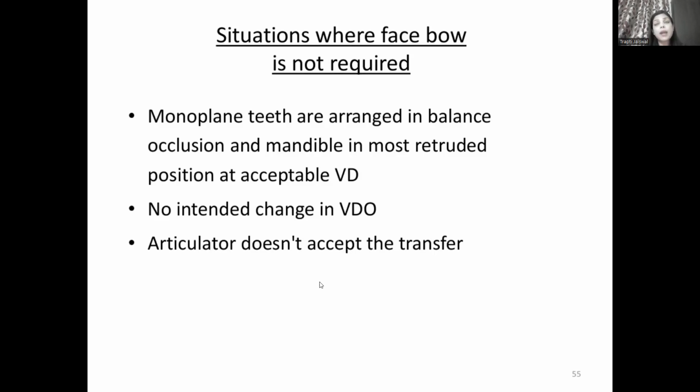And when we do not have articulators which can accept the transfer of the facebow. When we are making the records with the help of the facebow, we need to transfer those records to an articulator of the same brand, like Hanau facebows with Hanau articulators, so that the record is transferred to the articulator in the same position, using the same anatomical landmarks and reference points.